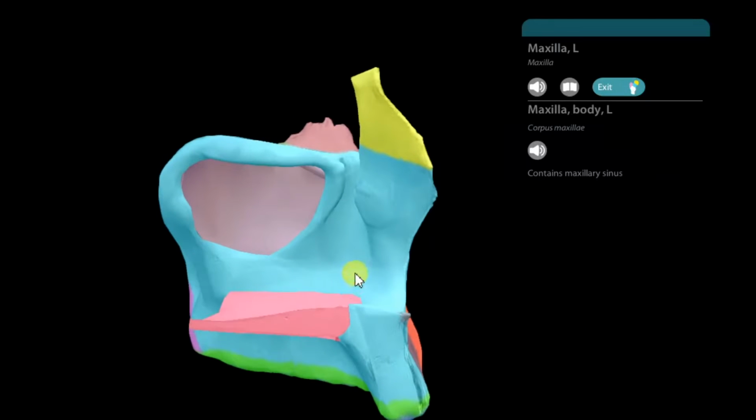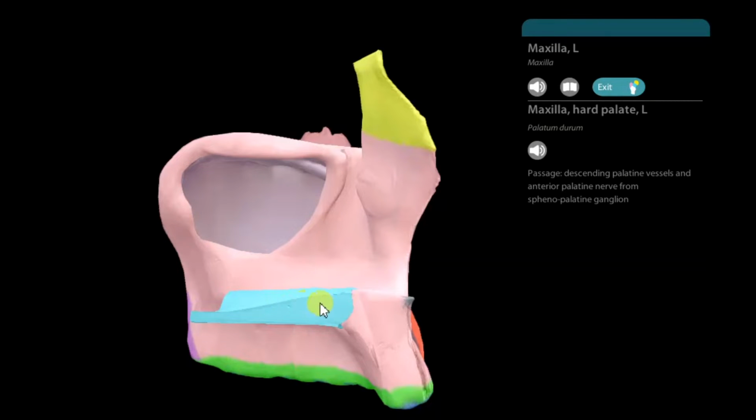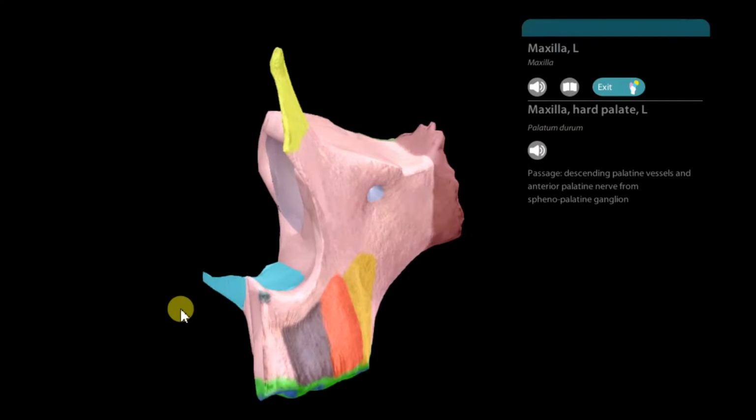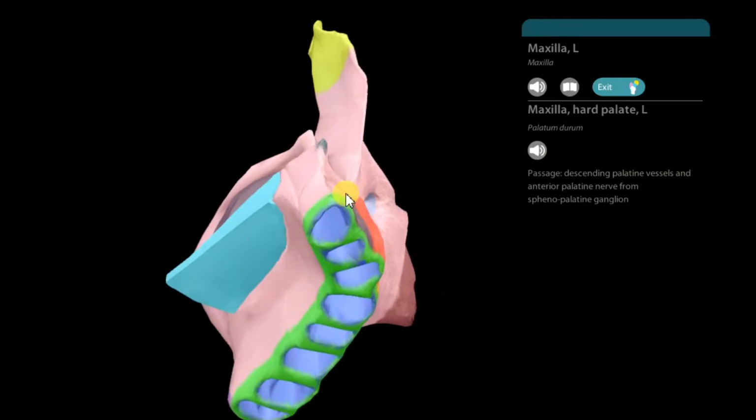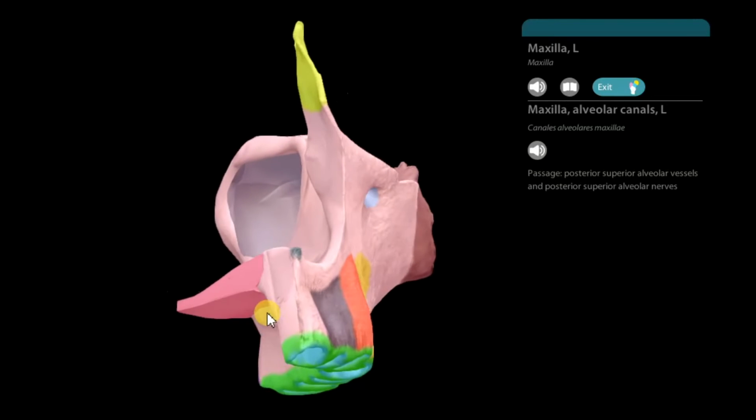As we see, the maxillary body is where the sinus is located within the body, and it also has the hard palate. From the lower part, we call this one the alveolar process, where there is articulation with the teeth, and this one is called the alveolar canals. So this is about the maxilla.